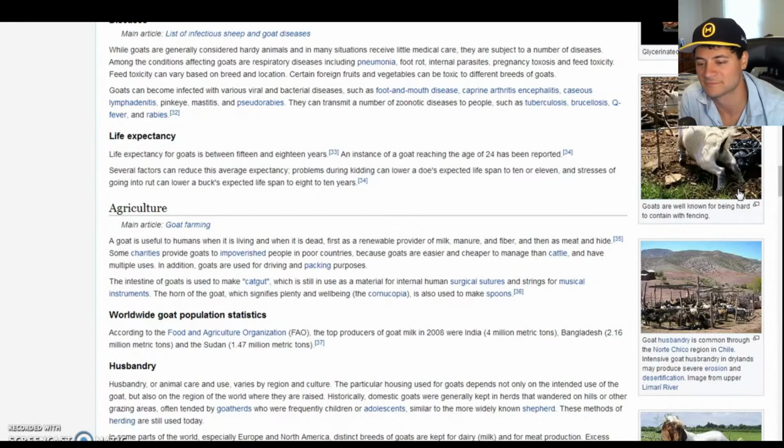Problems during kidding can lower those expected lifespan to 10 or 11. Stresses of going into rut. What is rut? I do not know. The goat is useful to humans when it is living and when it is dead. First as a renewable provider of milk, manure, and fiber, and then as meat and hide. Yeah, that's pretty fair.